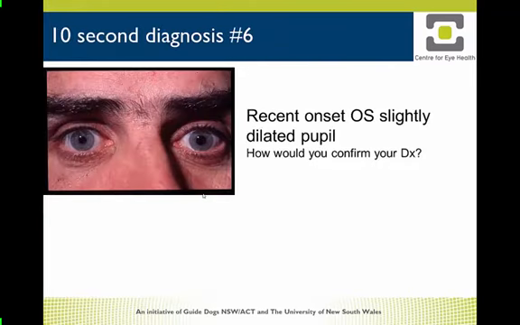Let's now go on to case number 6. This is a middle-aged gentleman that walks in complaining that his left pupil is becoming a little bit bigger, and he also has some photophobia in the left eye. He's noticed it over the last couple of weeks. Now this is a typical presentation, and one of the things you should check is whether they have an absent knee jerk, and also ask them when they stand up, do they feel giddy? In other words, they have postural hypotension.